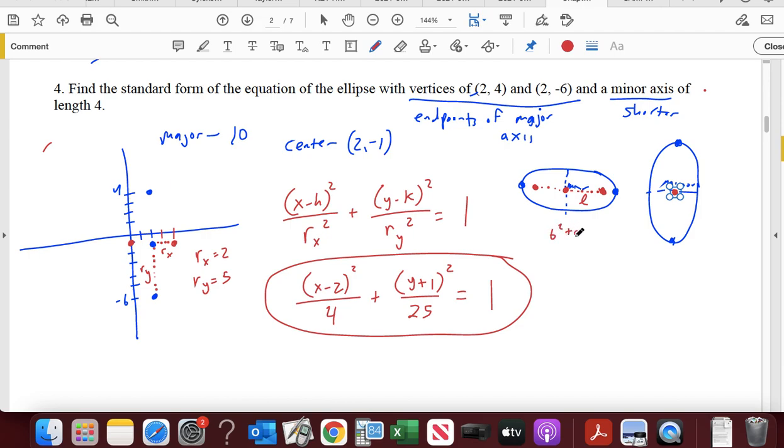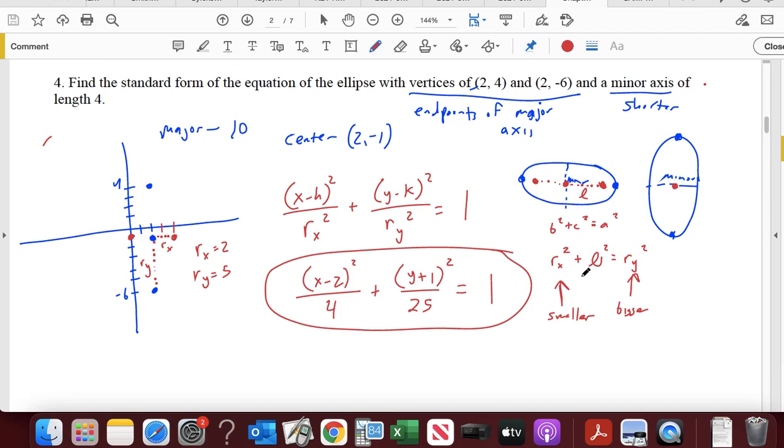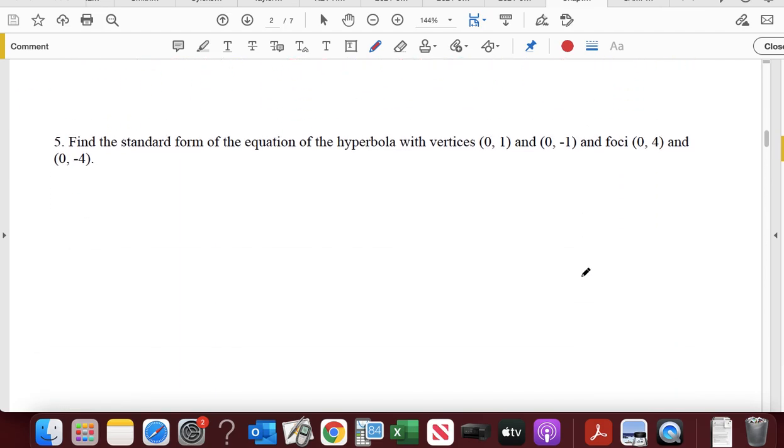And remember, it's either b squared plus c squared equals a squared, but the way that we worked with this in class was it was the smaller of Rx or Ry. So we'll say Rx for this case. Rx squared plus L squared equals Ry squared. Where this could be Rx or Ry, they're interchangeable, but this is the smaller one of those two, and this was the bigger of those two. And L is just along for the ride there. So that's how we could find the focus of an ellipse.